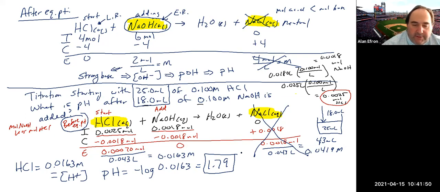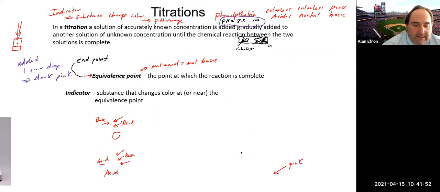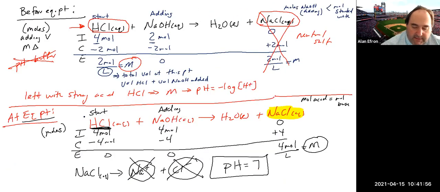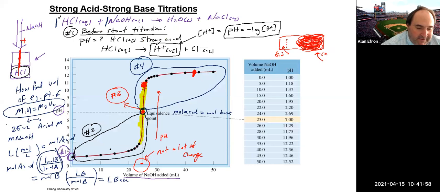Okay. So we could kind of see where we're at in terms of the curve here. We're definitely before the equivalence point here. And we added about 18, which is in here. We got 1.7 something. Whatever we got there, 1.79, and that fits between those two numbers. So we probably did pretty well in this particular example. Any questions on a titration of a strong acid and a strong base?